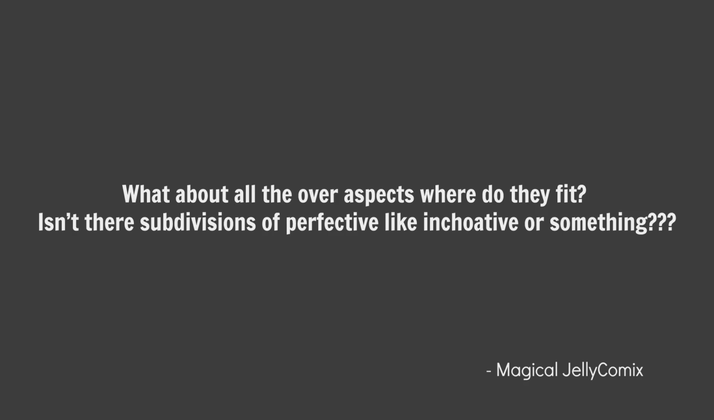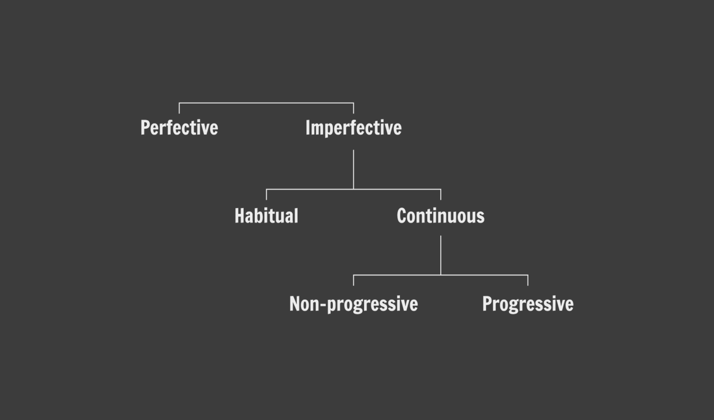What about all the other aspects? Where do they fit? Isn't there subdivisions of the perfective, like the encodative or something? So you're referring to this aspect tree that I had in the last video. Important point here is that I never intended to give the impression that this is an exhaustive aspect tree, as in all the aspects of human languages are on this tree. Rather, it was meant to be a minimalist, sort of like, here are the main aspects. So if you're a beginner, just deal with this, ignore Navajo. Pros, you go do Navajo all day long.